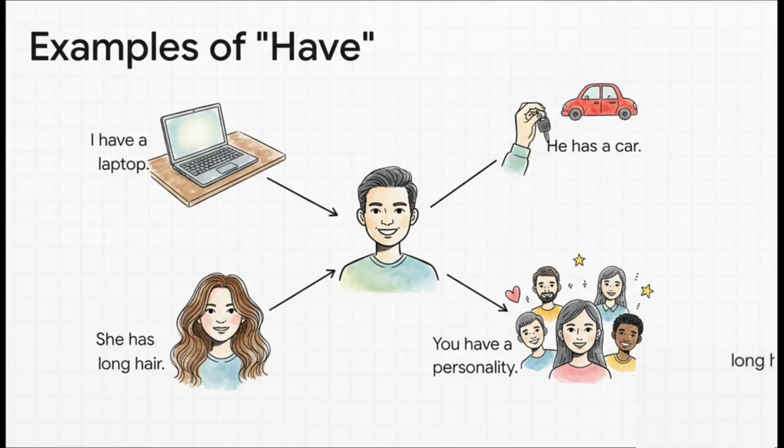And here are some great examples of that. You can say, I have a laptop. That's an object. But you can also say, you have a great personality, or she has long hair. These aren't objects you can hold, but they still belong to that person.